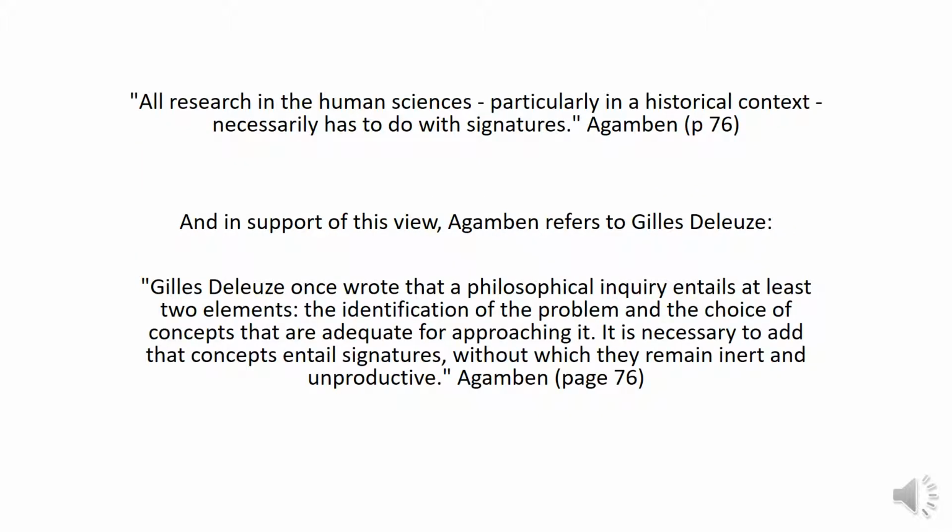These considerations, among others, lead Agamben to conclude that all research in the human sciences, particularly in a historical context, necessarily has to do with signatures. And in support of this view, he refers to Gilles Deleuze. Deleuze once wrote that a philosophical inquiry entails at least two elements: the identification of the problem and the choice of concepts that are adequate for approaching it. It is necessary to add that concepts entail signatures, without which they remain inert and unproductive.